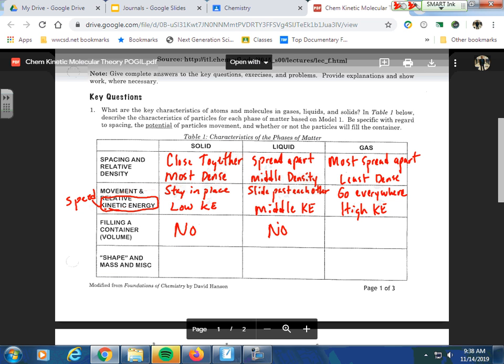Now gases, since they go everywhere available, if I put gas into a container, the gas particles will spread out and cover the entire space available, which means the same volume. So that's a yes. The shape: solids do not take the shape of their container. Liquids do, however, and so do gases. All right? So on that last column, I was just doing shape.